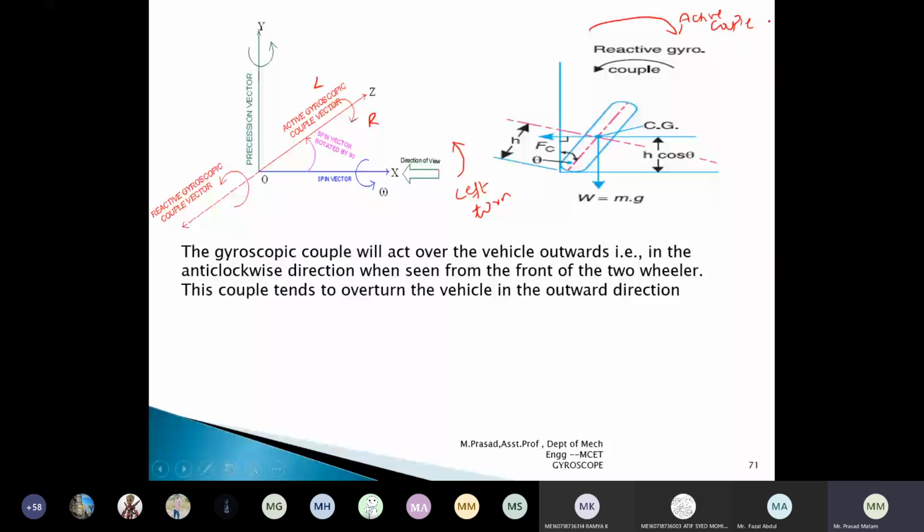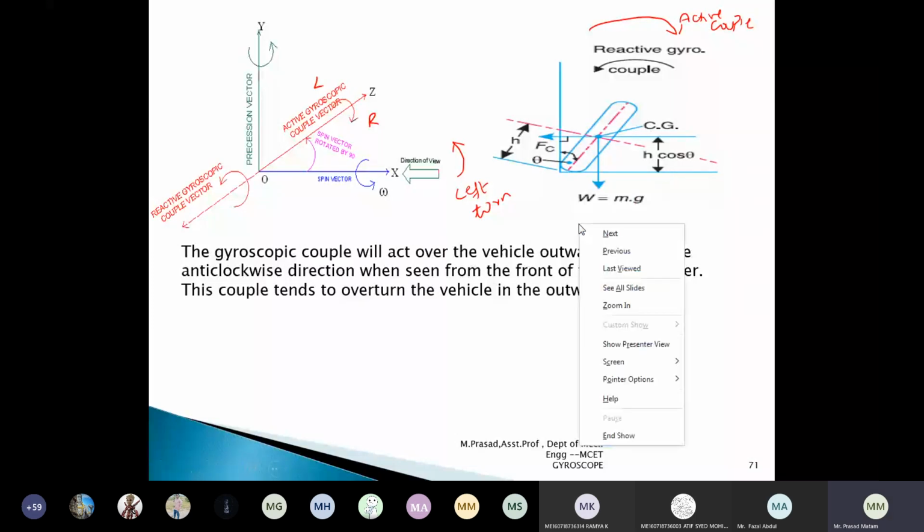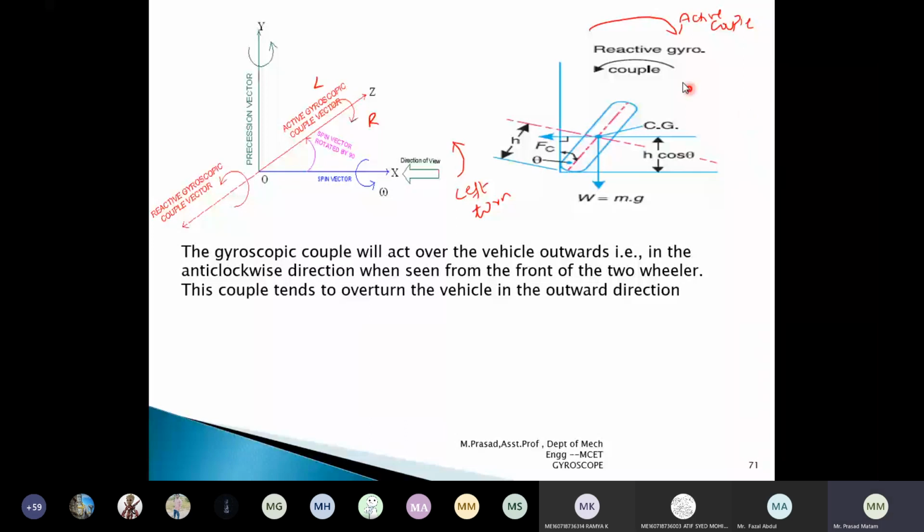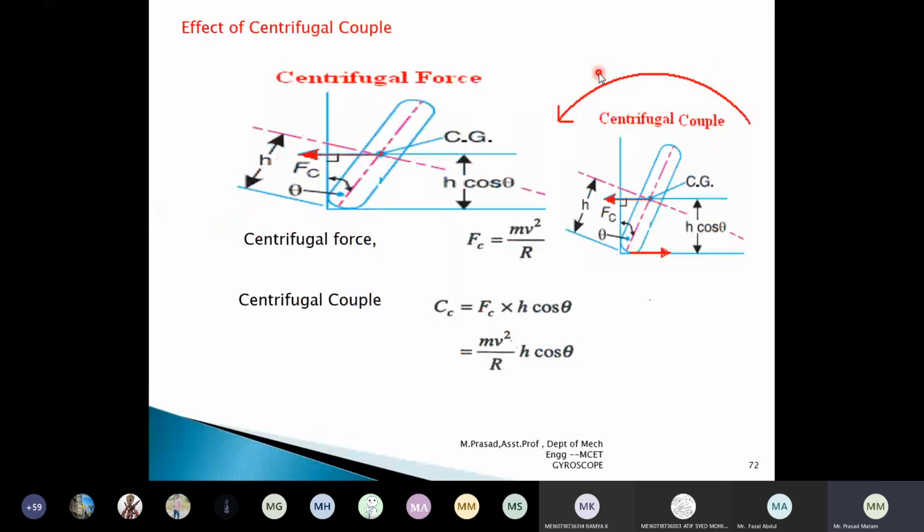What does the active couple try to do? The active couple tries to turn the vehicle in the downward direction, but the reactive couple tries to overturn the vehicle in the outward direction. If I see this as the inward direction, the reactive couple tries to turn the vehicle towards the inward side, but this reactive couple tries to move the vehicle in the outward direction. Now let us see the gyroscopic effect due to the centrifugal couple.